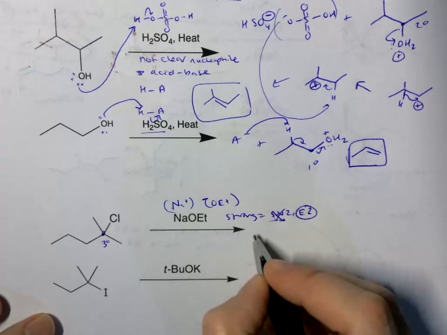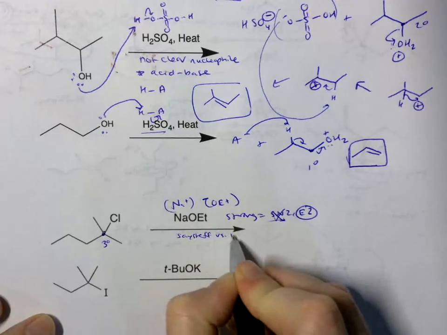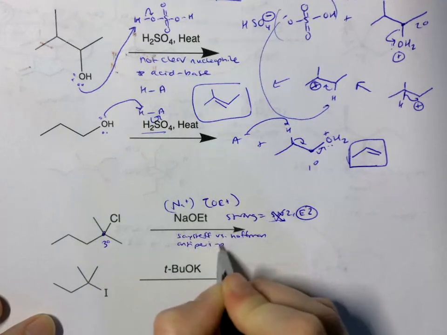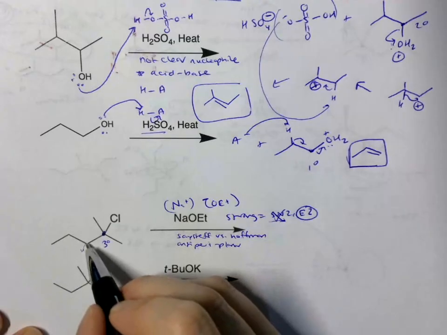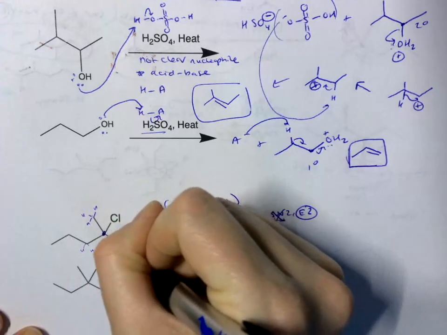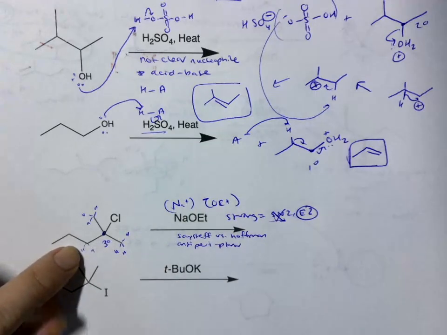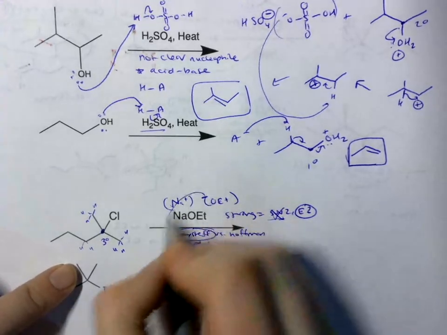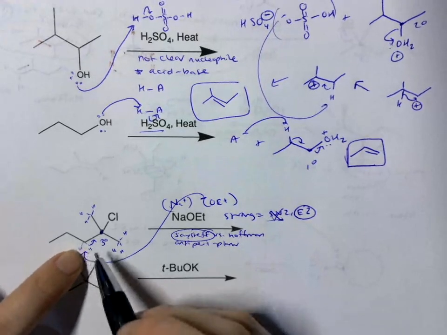So if it's going to favor E2, we have to consider Zaitsev versus Hofmann, and we have to consider if it's anti-periplanar. But in this case, this isn't a chiral center, and we have two beta carbons, so it's going to form the more stable product if it can, so we don't have to worry about that. It's going to favor Zaitsev, which gives you the more substituted, so that's going to be this internal one. And if you're not sure, if you look at those and you're like, why is this going to be more substituted?